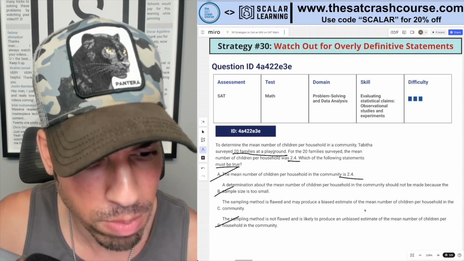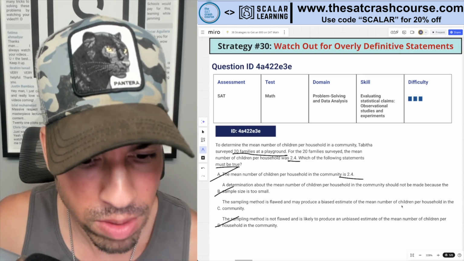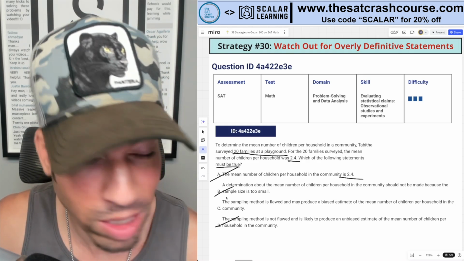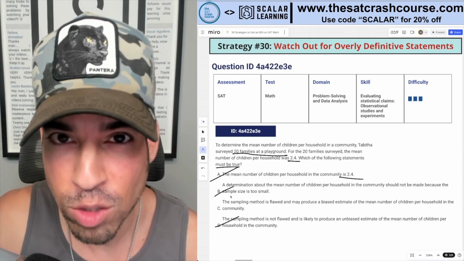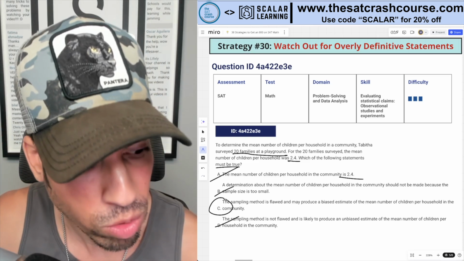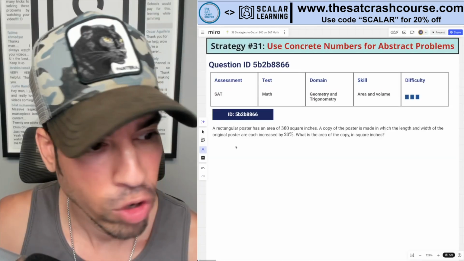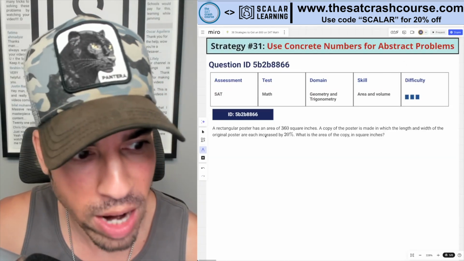The sampling method is flawed and may produce a biased estimate of the mean number of children per household in the community. It doesn't say why, but we already identified that, yeah, it's probably biased because of where they did it. So C is the winner. Done. Strategy number 31, use concrete numbers for abstract problems.